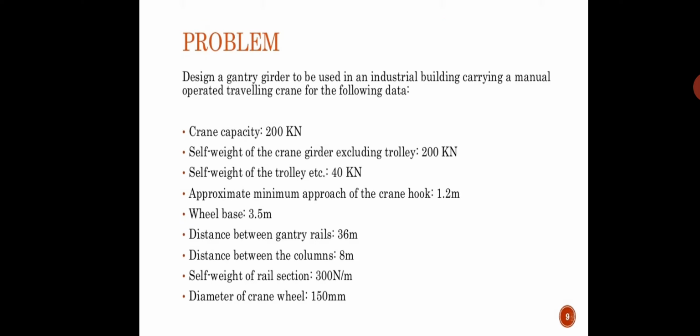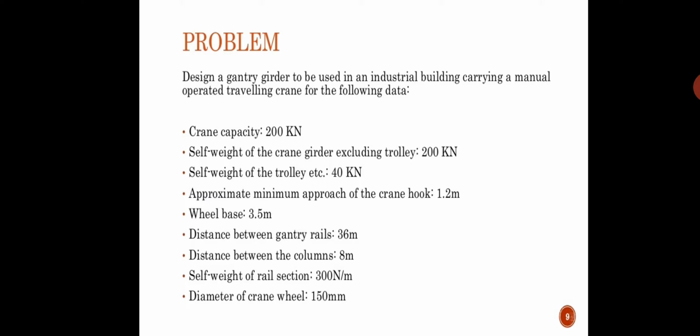Next we start one problem, so we can get an idea about the design of a gantry girder. Design a gantry girder to be used in an industrial building carrying a manually operated traveling crane, for the following data. First, crane capacity is 200 kilonewton. Self weight of crane girder excluding trolley is 200 kilonewton. Self weight of trolley 40 kilonewton. Approximate minimum approach of crane hook 1.2 meter.